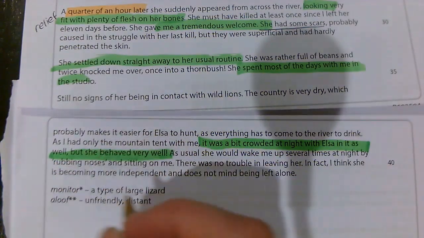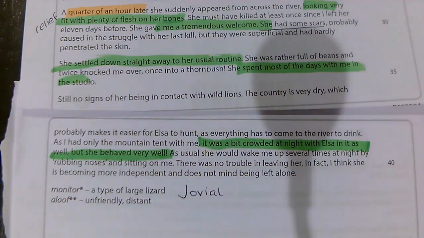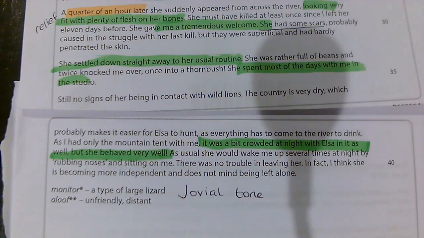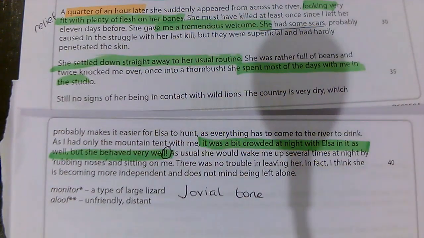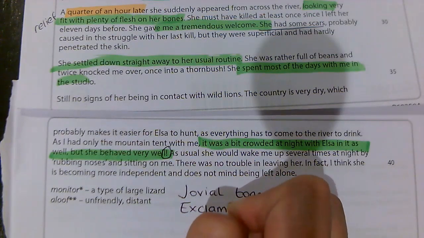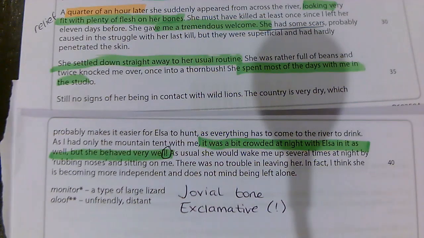I'll spell jovial for you. It's a beautiful word. Jovial. It means jolly and happy. And certainly at the end, considering that we've been very anxious about how this passage is going to work out, we get this jovial tone. It was a bit crowded at night with Elsa in it as well, but she behaved very well. And the exclamation mark there, that is an exclamative. Okay, and we know it's an exclamative because it has the exclamation mark.